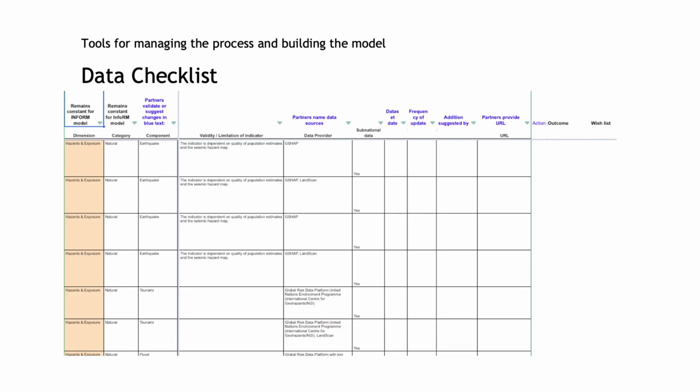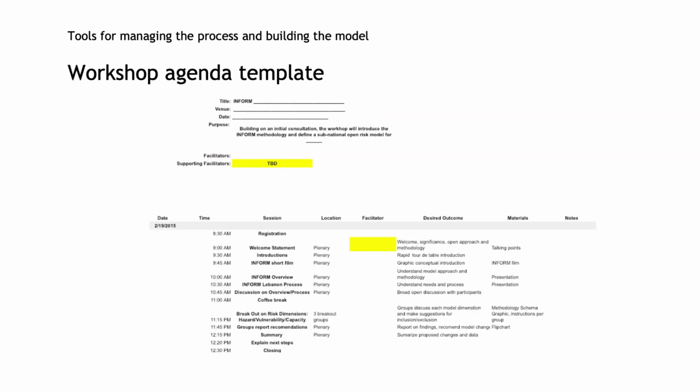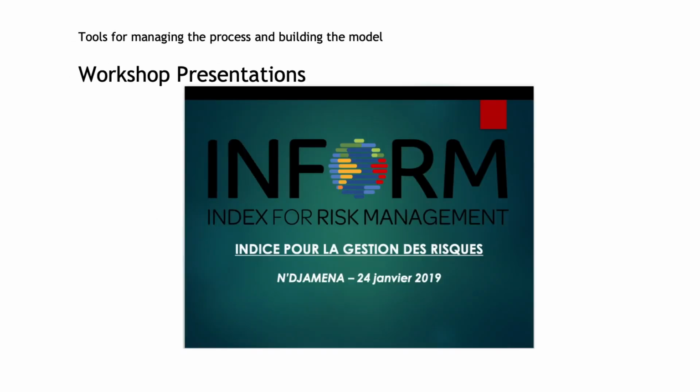Next is the data checklist. We use this spreadsheet to track partner input and data status. This is the workshop agenda template. This is an agenda and sessions for the workshop where subnational partners reach consensus on the components of the model. We also include sample workshop presentations.